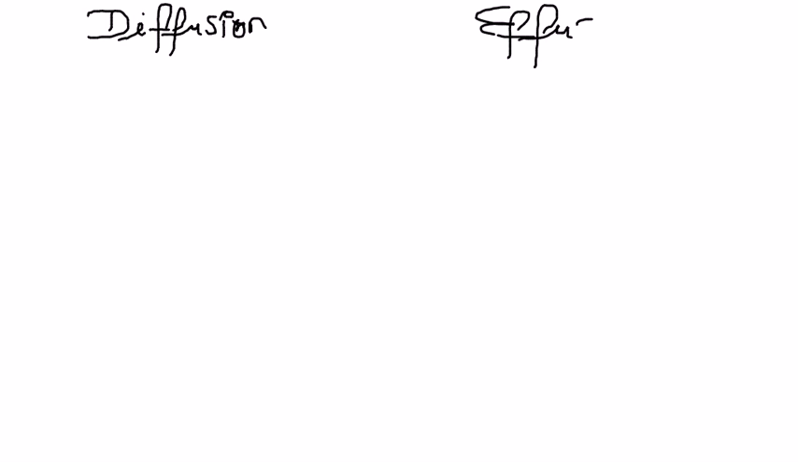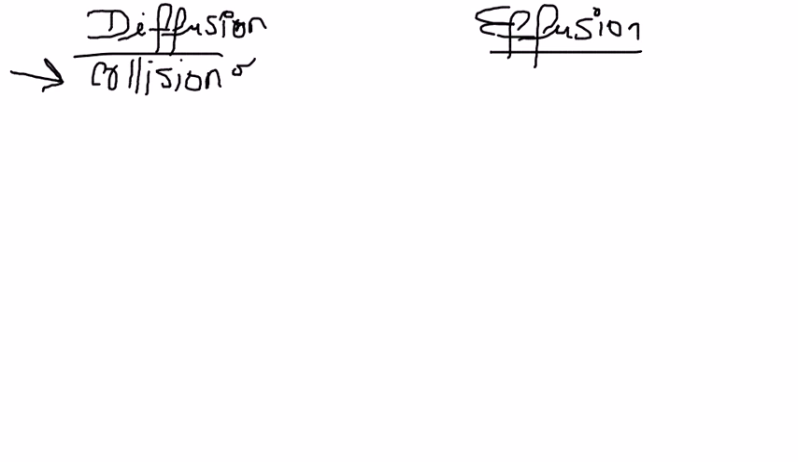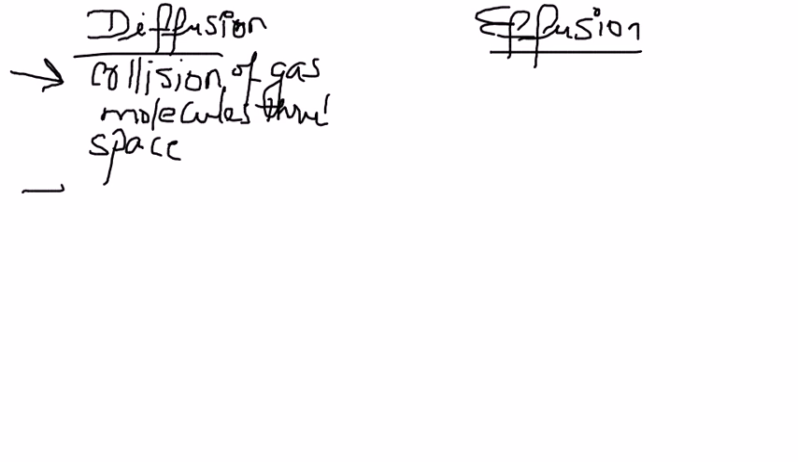You might question what is the difference between diffusion and effusion. While the basic principle is the same, diffusion as a process relies pretty much on collision of gas molecules through space. So you can perhaps see that this is going to be a slow process.